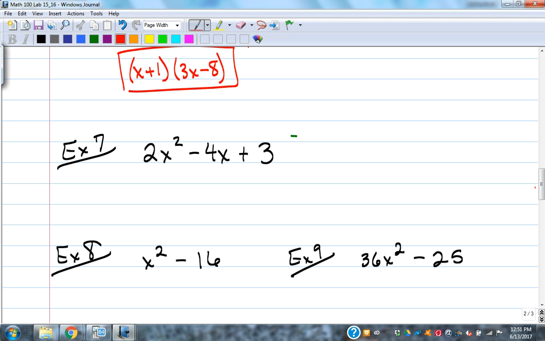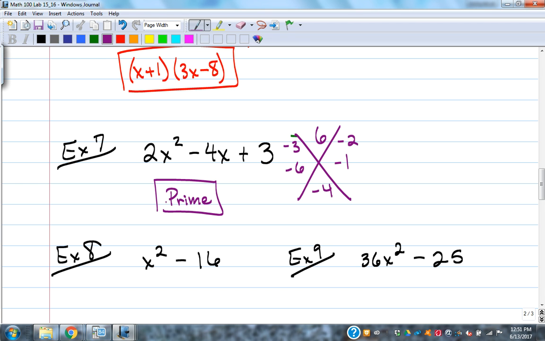Example 7. Similar problem. We got an x method, 6 on top, negative 4 on the bottom. Multiply to be 6 and add to be negative 4. So if we try negative 3, negative 2, that adds to be negative 5, doesn't work. If we try negative 6 and negative 1, that adds to be negative 7, not negative 4. And we're out of options to multiply to be positive 6 and add to be negative 4. So this would be a prime polynomial, cannot be factored.